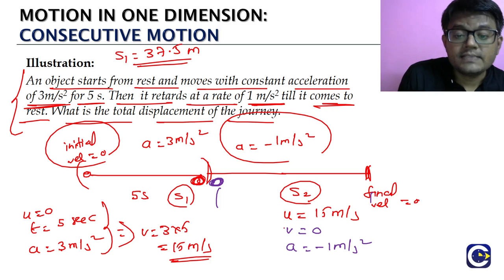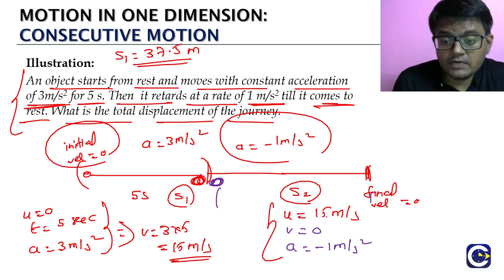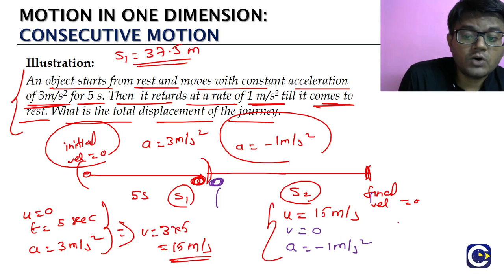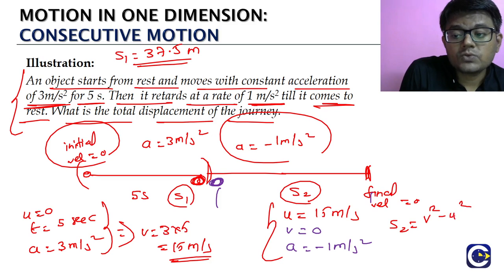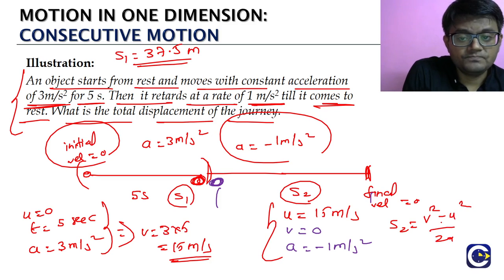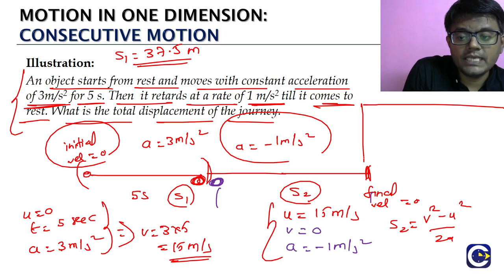Now in the second part of the journey, we know the initial velocity, we know the final velocity, we know the acceleration. We have to find the displacement S2. What is the formula? v square minus u square by 2a. Where do we get it from? We get it from the v square is equal to u square plus 2as equation of motion.